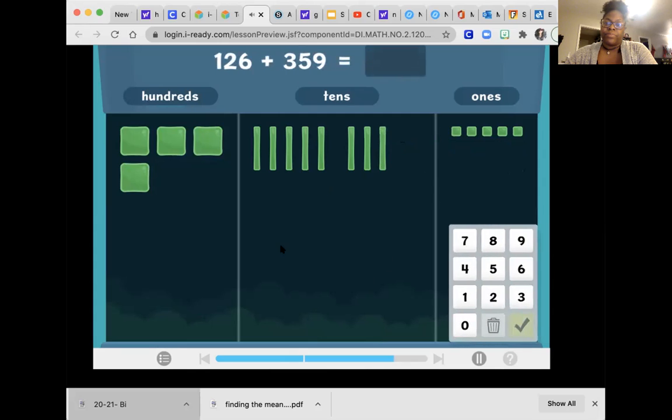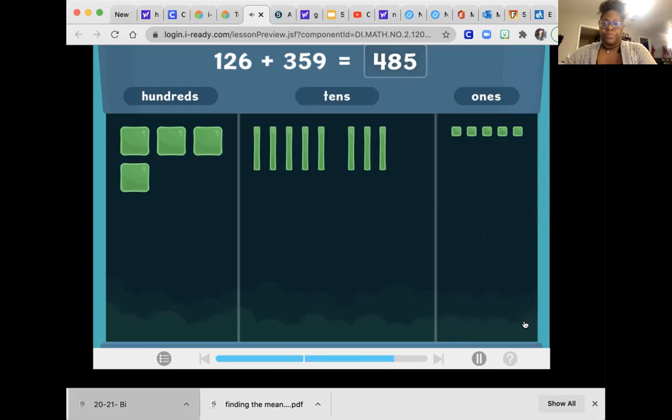What is 126 plus 359? Enter the sum. So we have 4 hundreds. 8 tens. 5 ones. Woohoo! 126 plus 359 equals 485.